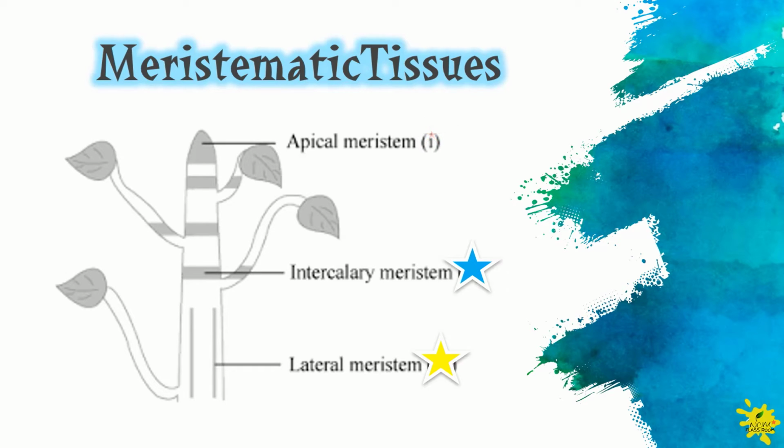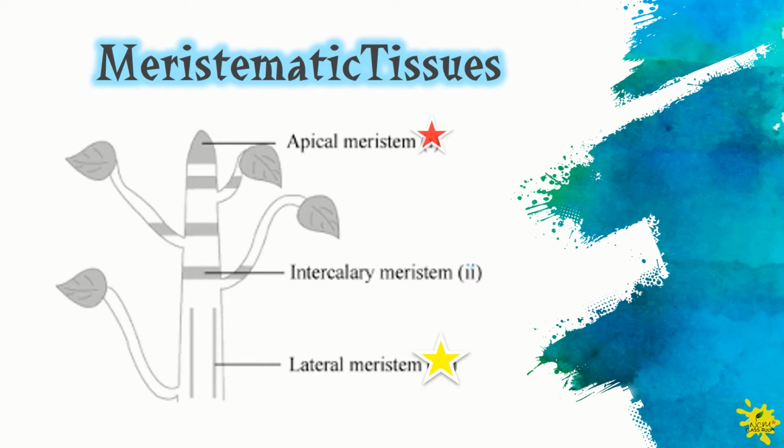The first is apical meristem. These tissues are present at the growing tip and bring about growth in length. These are called apical meristems. Depending on its location, it is named apical meristem.